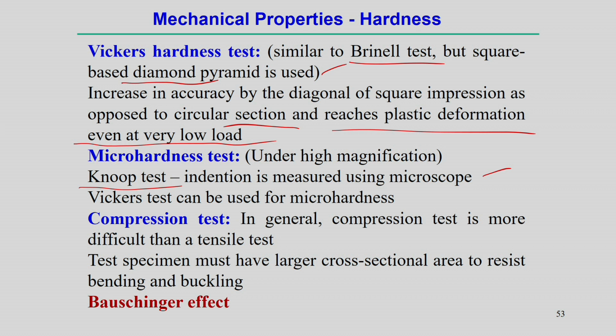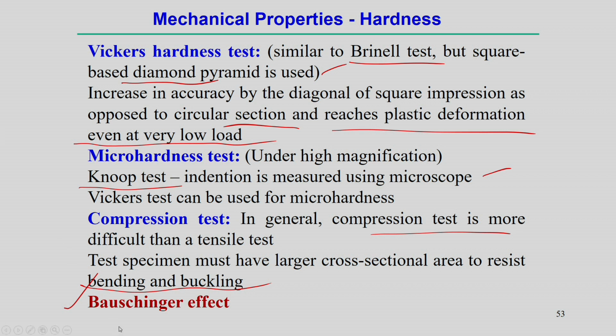Apart from this hardness measurement, a compression test can also be done. We have discussed the tensile testing of a specimen, but in certain cases the compression test is also important, and a combination of tensile testing and compression testing is also significant for finding out the Bauschinger effect of a particular material's behavior. In general the compression test is more difficult than a tensile test, because the test specimen must have a large cross section area as compared to tensile testing, and this large cross section is required to resist bending and buckling during the process.